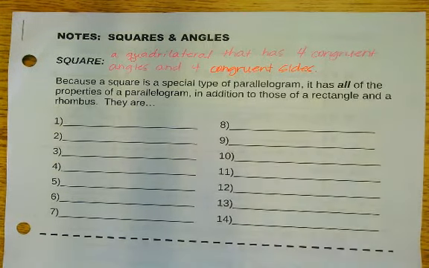So because a square is a special type of parallelogram, it has all of the properties of a parallelogram in addition to those of a rectangle and a rhombus. So it's literally all of them. So quiz yourself now and see if you can write all the properties that are on that pink sheet. If you don't know them all, use your pink sheet, but see if you can do as many as possible.